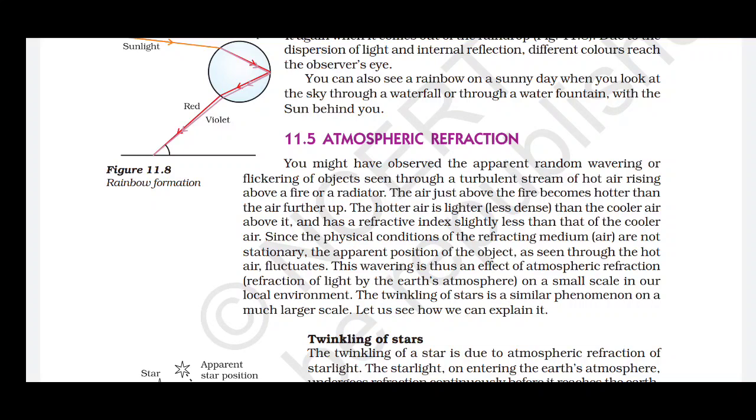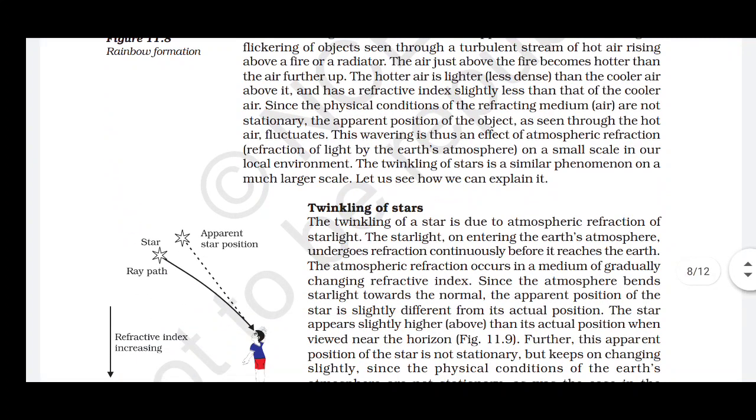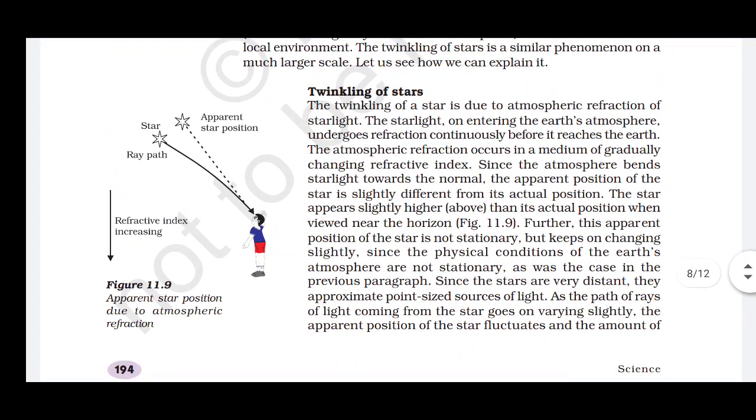The hotter air is lighter than the cooler air. Such physical conditions of the refracting medium are not stationary. The apparent position of the object as seen through the hot air fluctuates. This wavering is thus an effect of atmospheric refraction. On a small scale in our local environment, the twinkling of a star is a similar phenomenon, and it is also due to atmospheric refraction.